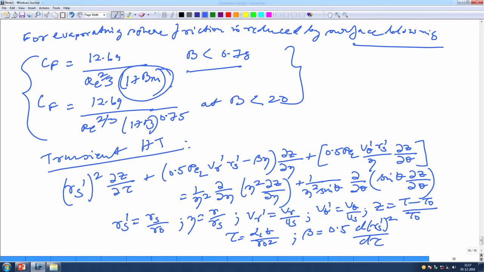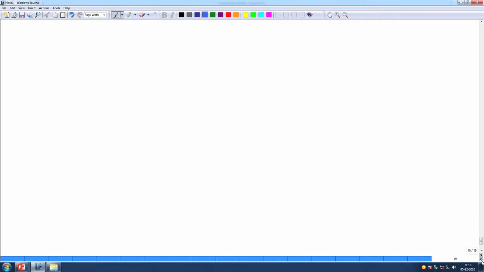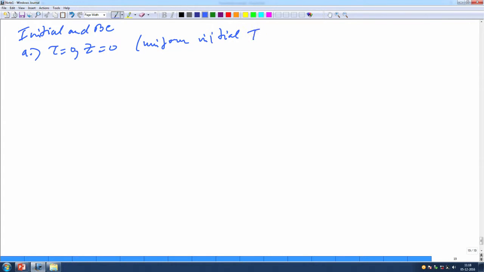So, this is basically proportional to the surface regression. Got it? Okay. So, this is the complete equation written in a non-dimensional fashion for you. So, this is subjected to some initial and boundary conditions. At tau equal to 0, Z equal to 0, this is the uniform initial temperature, that is the initial temperature.